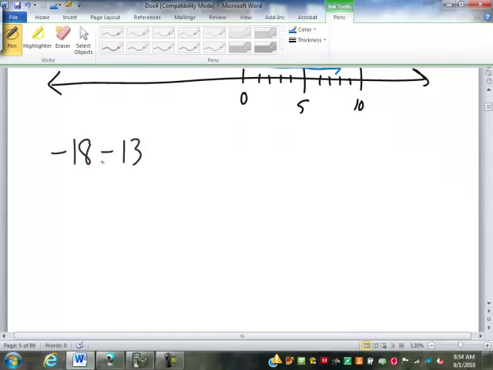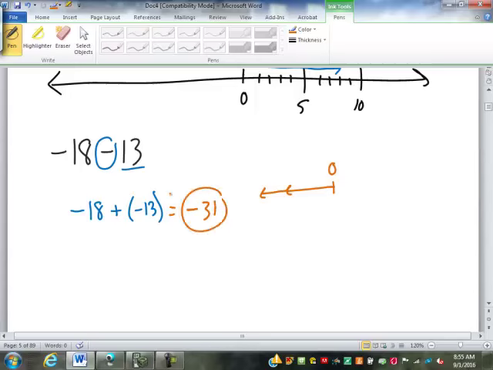So if I look at this, I'm going to say this is add the opposite of 13 is what that's telling me. So it's negative 18, add the opposite of 13, which is a negative 13. Now that I have it like that, I know from 0 I go negative 18, negative 13 goes the same direction. That is a negative, combining the values gives me 31. Make sense?